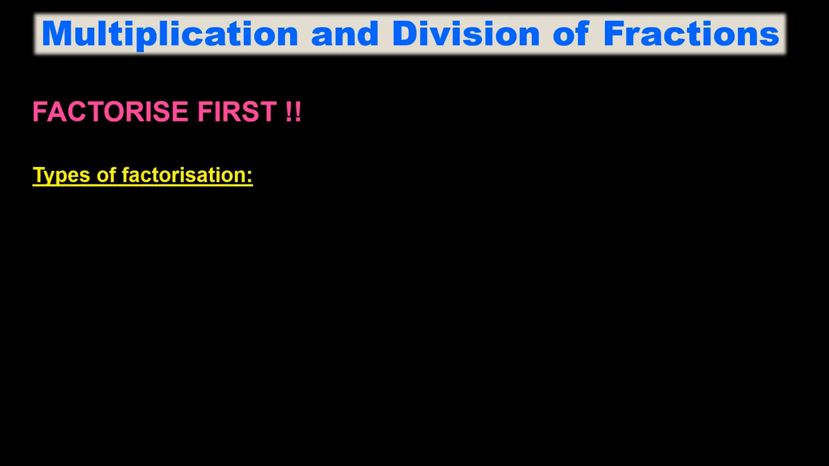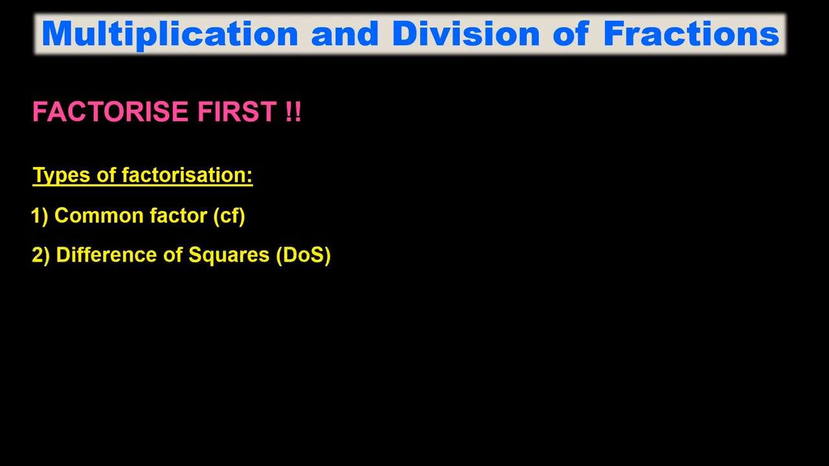In this video, we're going to look at the multiplication and division of fractions. Before we look at an example, I just want us to look at a few notes. First of all, you have to factorize first. You have to make sure that everything is properly factorized. And the types of factorization that you can expect are common factor, the difference of squares, or thirdly, the trinomial.